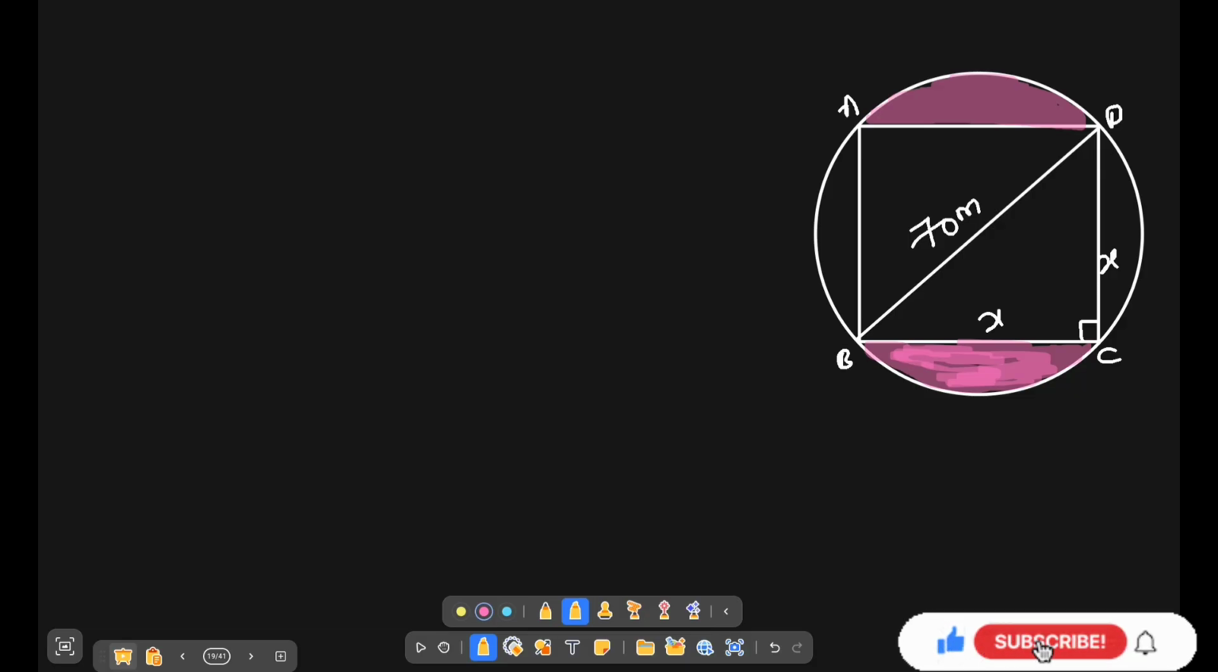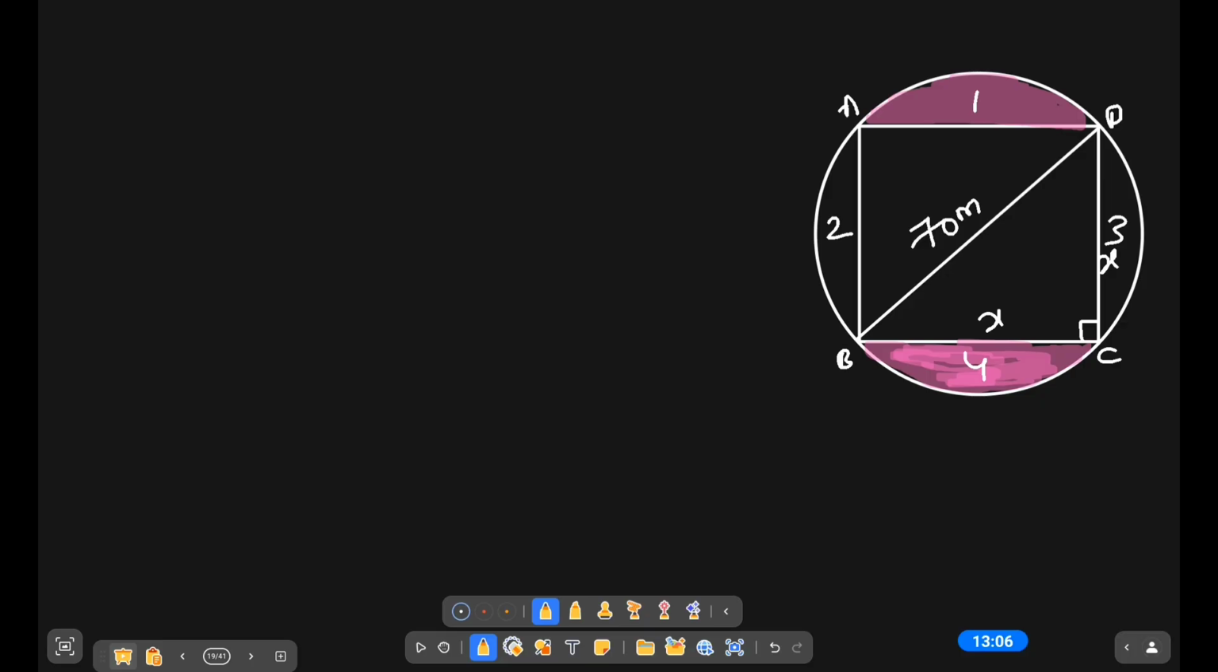What are those four equal areas? This one, and this one, and this one, and this one. So these are four equal areas. So now shaded region will be equal to two equal areas. So first of all, let's find the remaining part of the land.